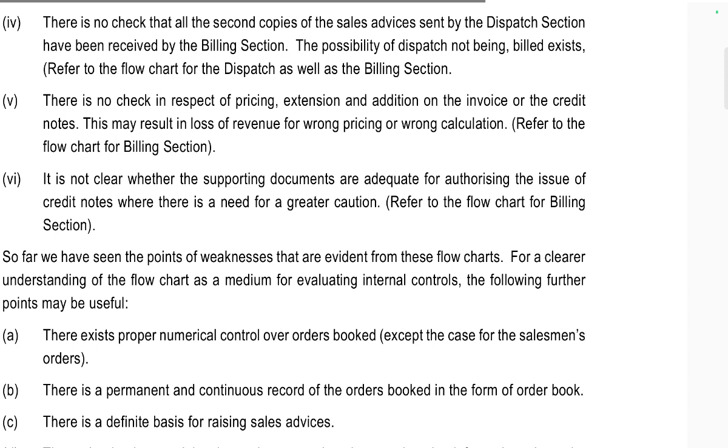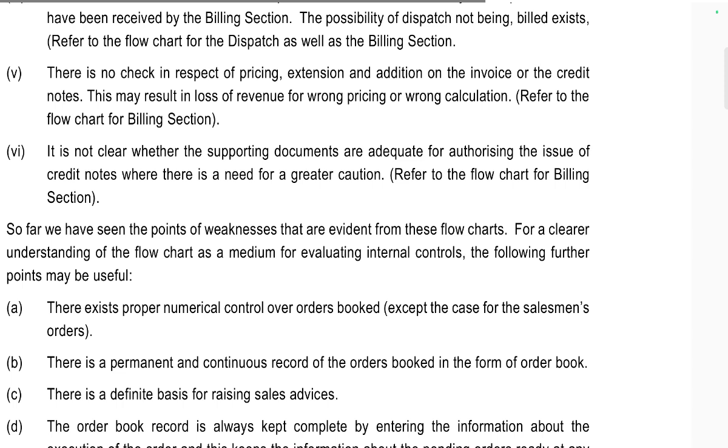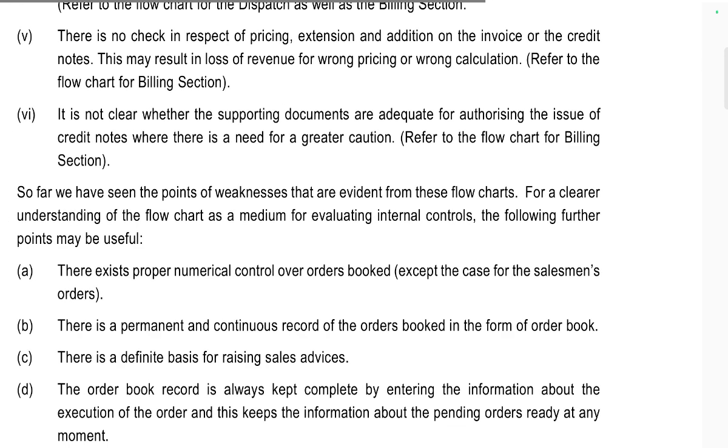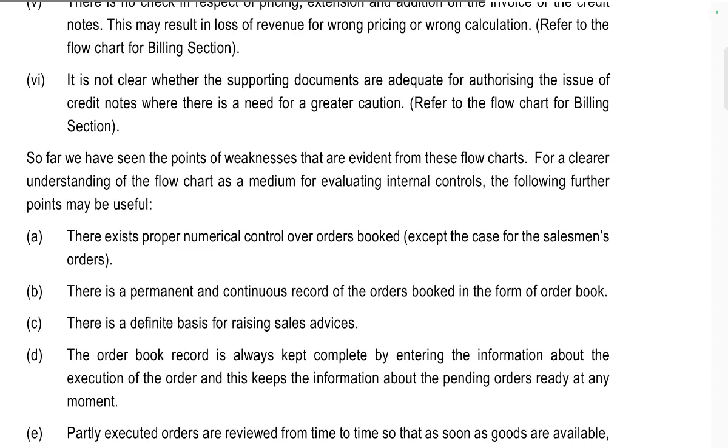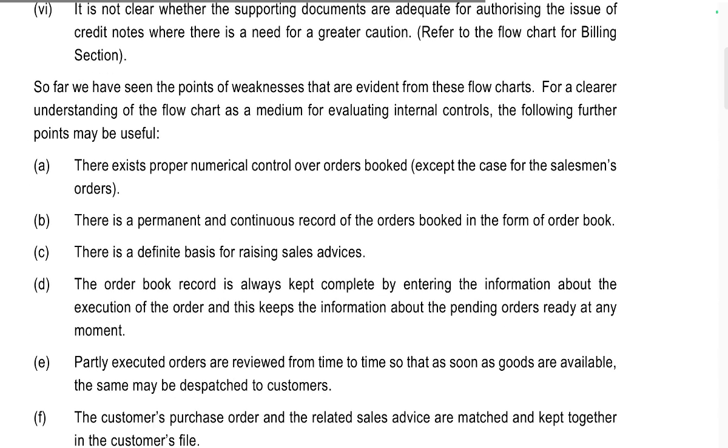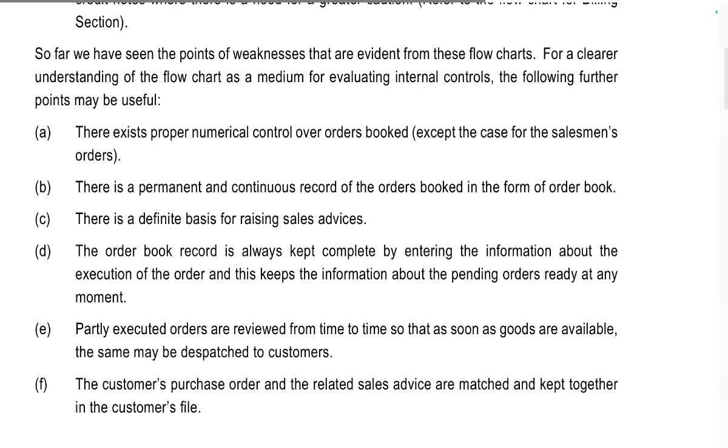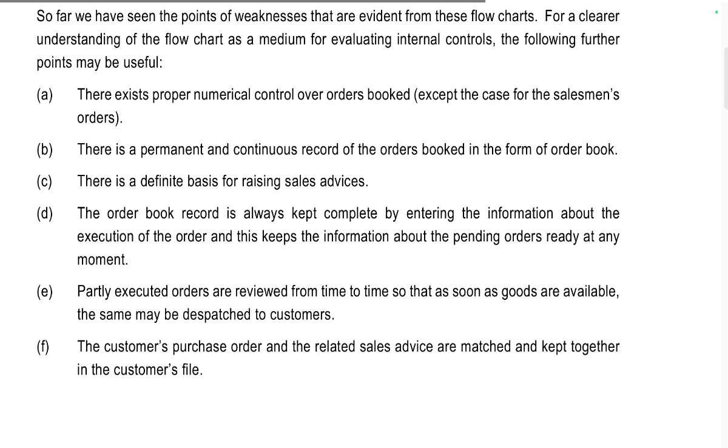There is no check in respect of pricing, extension and addition of invoices and credit notes. This can result in loss of revenue, wrong pricing or wrong calculation. It is not clear whether the supporting documents are adequate for authorizing the sales and credit notes. There is a need to be greater cautious. We have noted the points of weakness evident from the flowcharts and the understanding of the flowcharts.